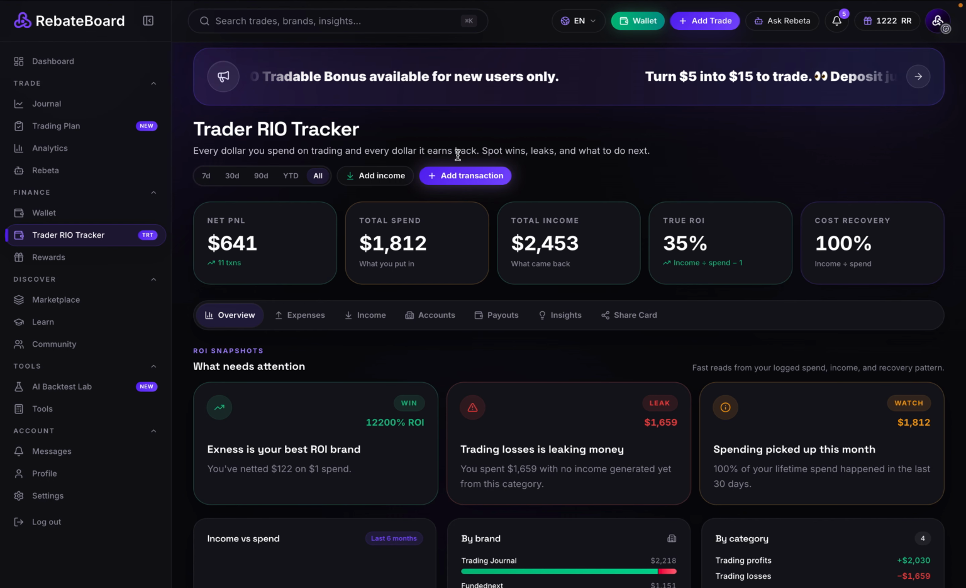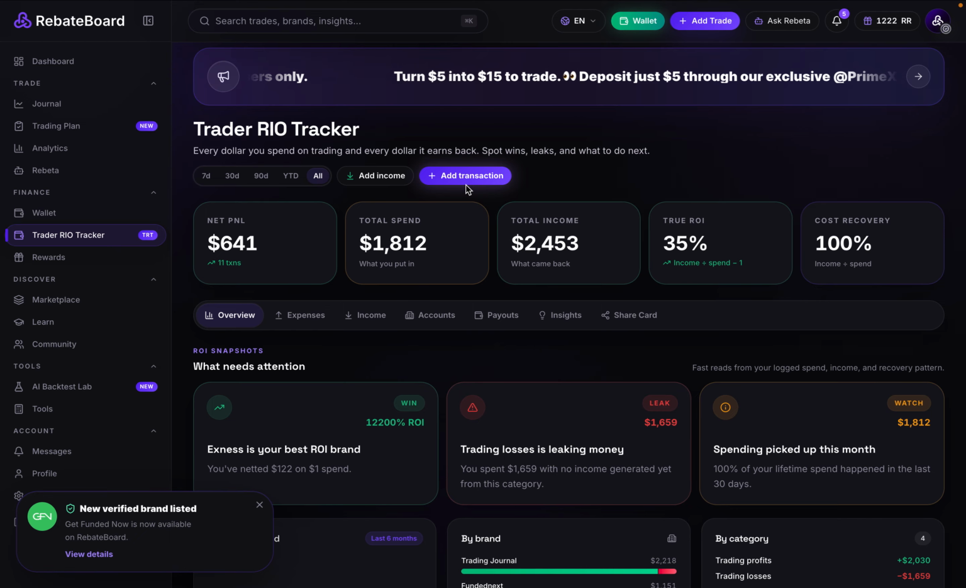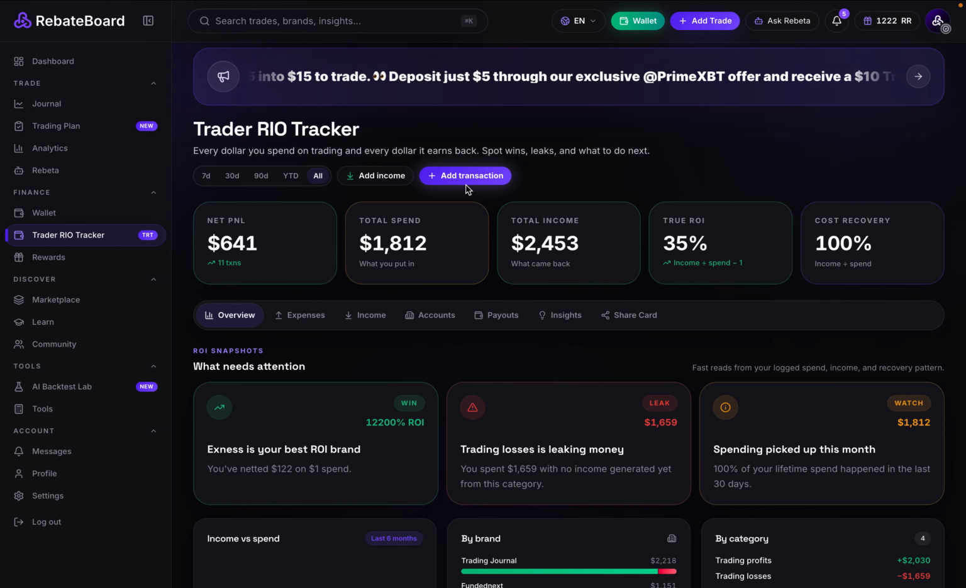So first of all, I have to add income or add transaction. That add transaction is outcome. Okay, when you transact, that means if you pay for a service, if you purchase a prop firm account, deposit in your broker or exchange, or any other trading related things, everything related to trading, you can track it there.